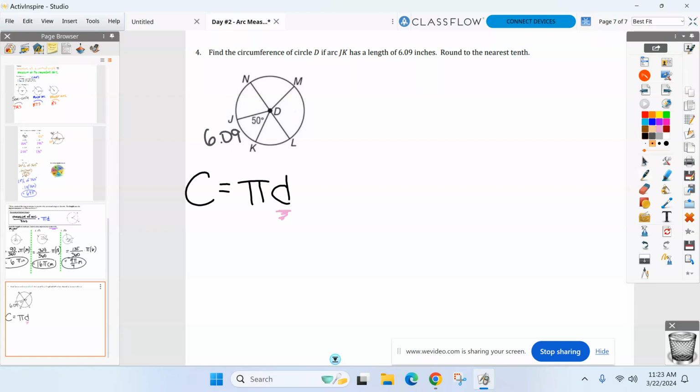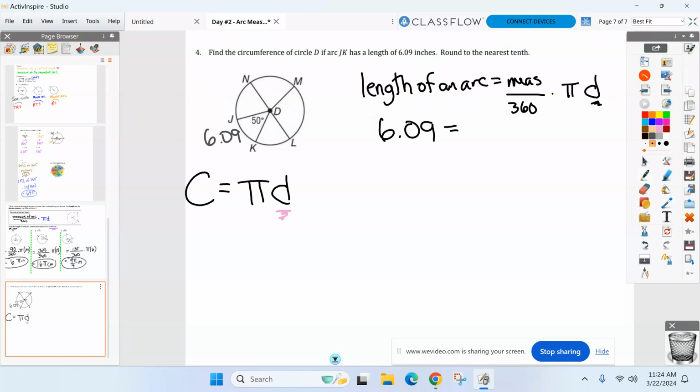You don't have to write it down, I'll rewrite the formula now. Length of an arc is measure over 360 times pi times D. So if I take my 6.09, where should it go in the formula? Length of an arc. Now take this formula and solve it for D. Before I do that, what is the measure of the arc? 50.